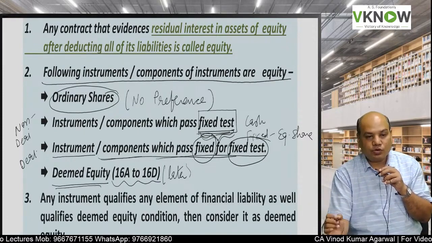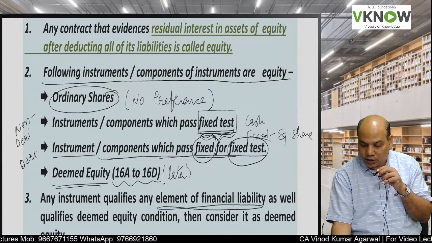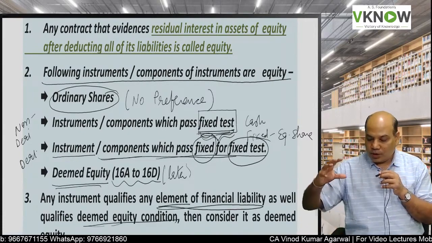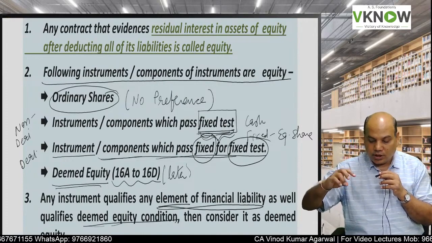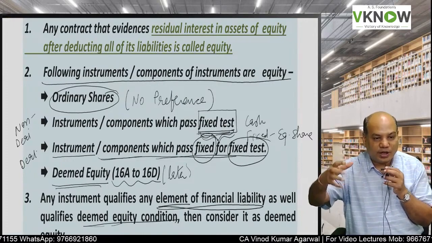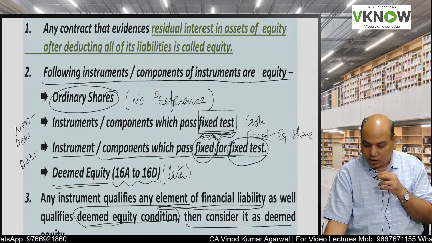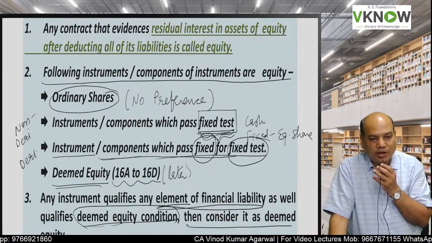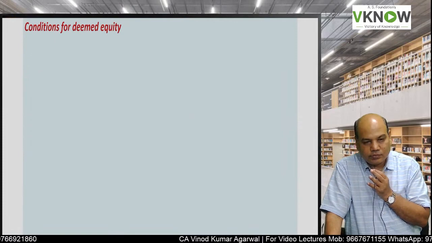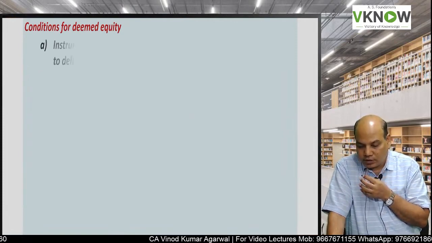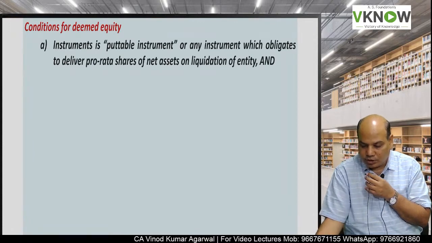If an instrument has feature of both financial liability as well as it qualifies for deemed equity, then the standard says it will be deemed as equity instrument. So, for example, we'll discuss after some time conditions for deemed equity.